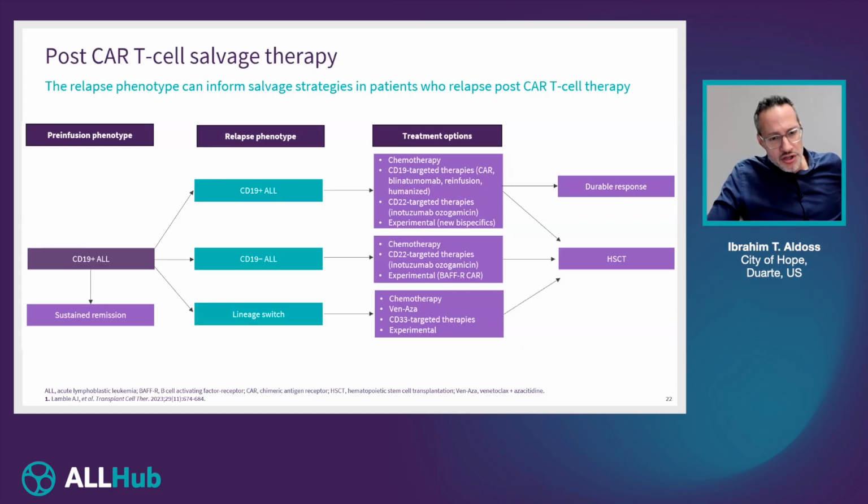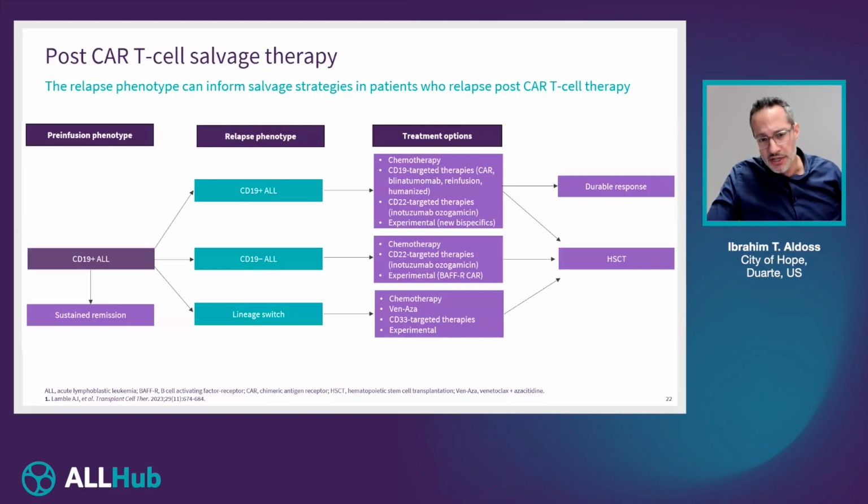I think the more challenging thing is the CD19 negative relapse and the lineage switch. Options are usually limited. You have to look for other targets like inotuzumab, which may be an option. There may be some experimental options we're presenting on BAFF-R CAR T cells, especially in patients who relapse after CD19 negative disease, and we're seeing responses.